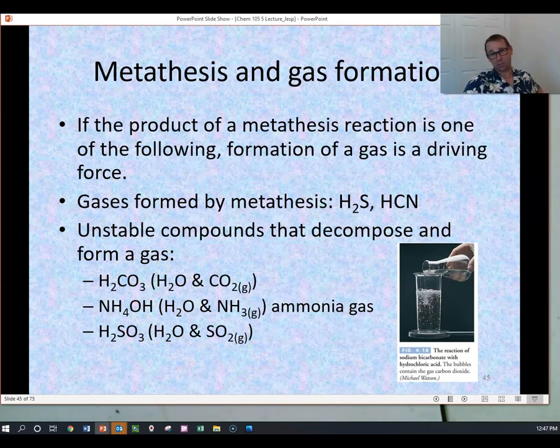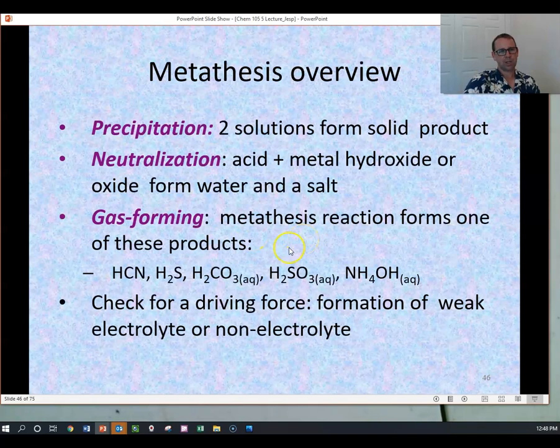And because I'm not a fan of memorization, there's not a lot of problems that are going to be associated with this. But you do want to recognize that some compounds, not just these three, others as well, will actually decompose into gaseous compounds, which will leave the solution. All right, so we can get precipitation, neutralization.